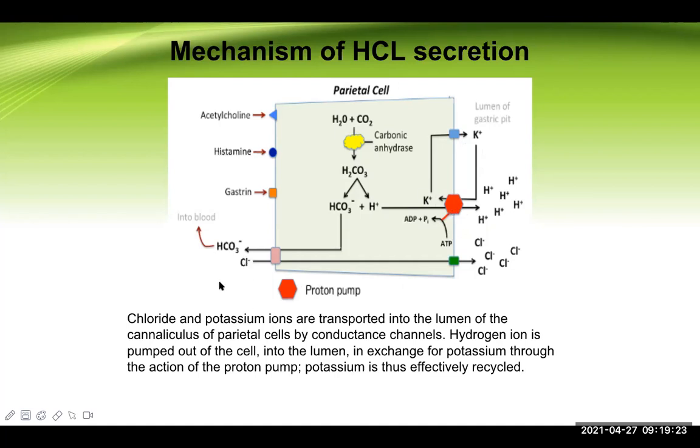Chloride from the blood is taken into the parietal cell, and it is again taken into the lumen. So this hydrogen and this chloride together is called hydrochloric acid. So this is how hydrochloric acid is synthesized and secreted.